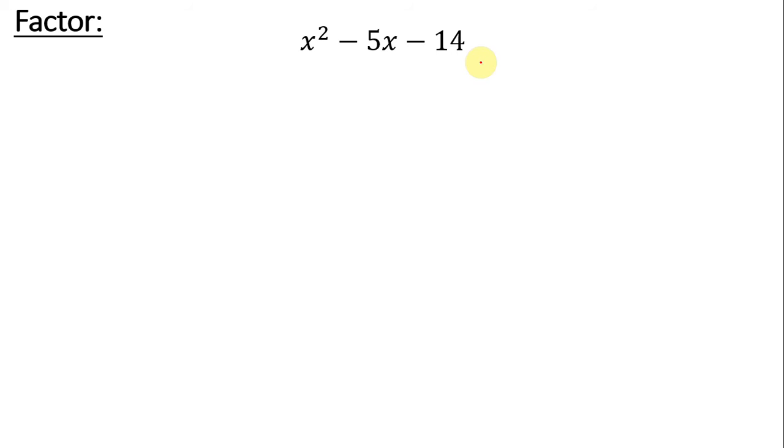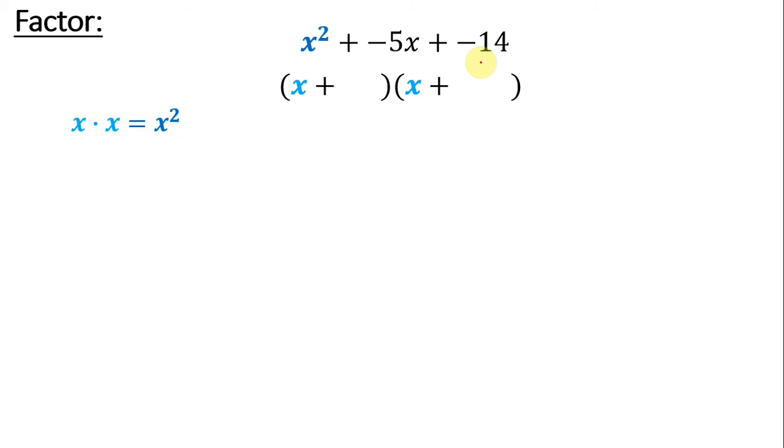X squared minus 5x minus 14. Change my subtraction to plus negative. Make my parentheses. Fill in my plus signs. X and x are the numbers that multiply together to get me x squared.